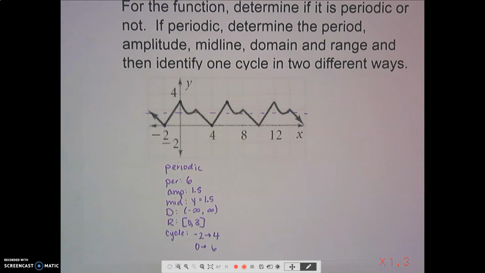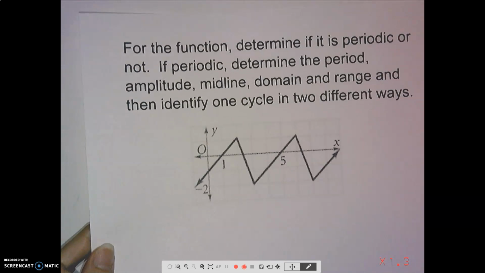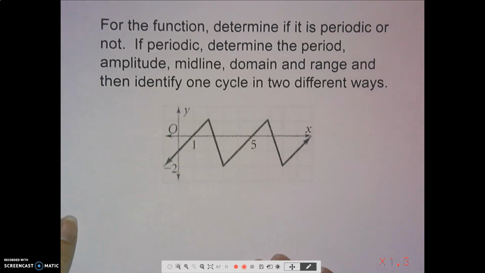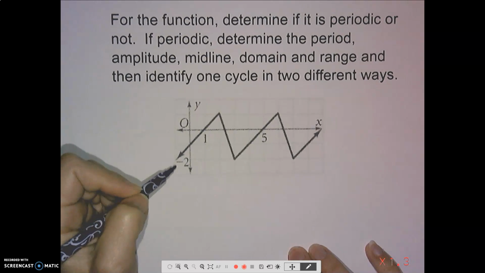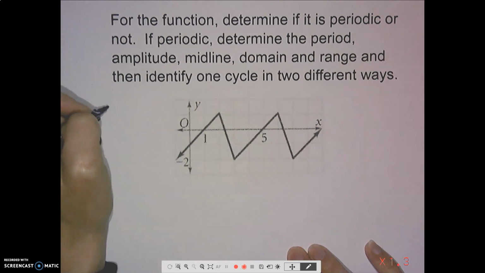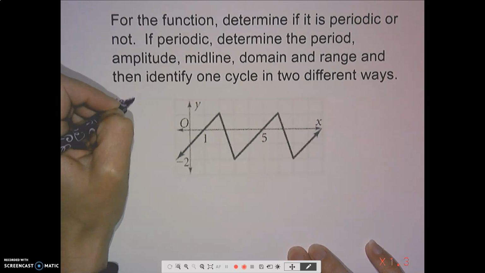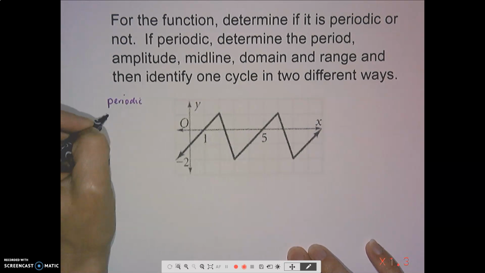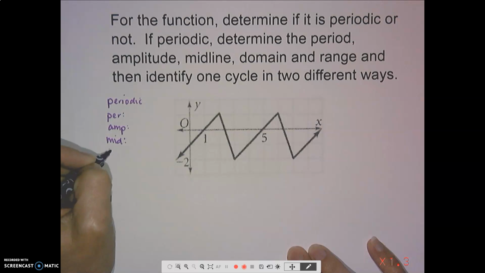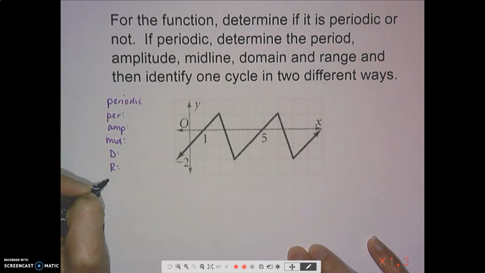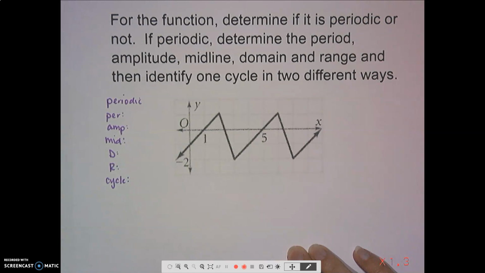Okay, let's look at one more of those. So here's this graph. We got to figure out if it's periodic or not. So again, we can copy and paste something over and over again. So it is periodic. If it is periodic, you have to find the following things: period, amplitude, midline, domain, range, and cycle. If it's not periodic, you just move on.